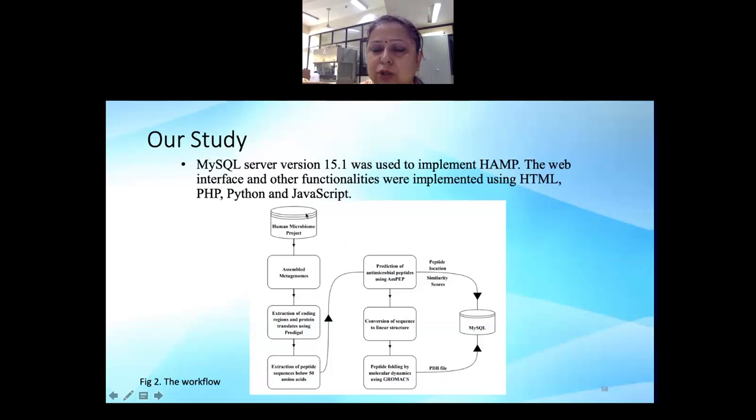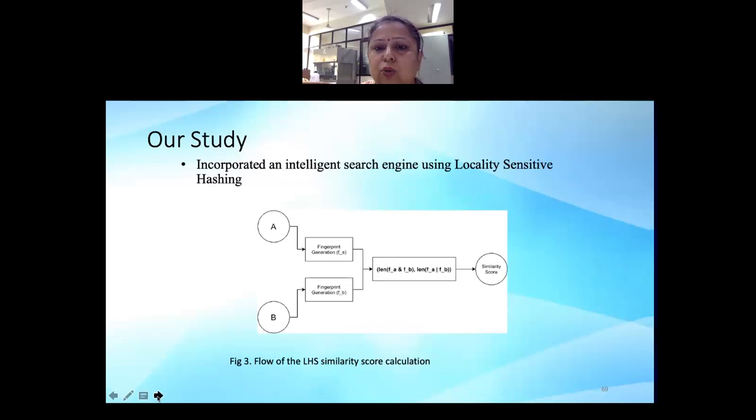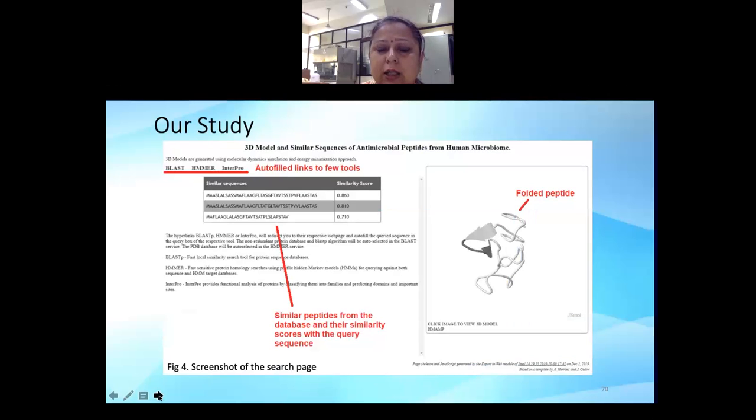Then MySQL Server was used to implement HAMP. The web interface and other functionalities were implemented using HTML, PHP, Python, and JavaScript. So then an incorporation of an intelligent search engine using locality sensitive hashing was done. And in this, we have a screenshot of the search page where you can find 3D model and similar sequences of antimicrobial peptides from human microbiome.